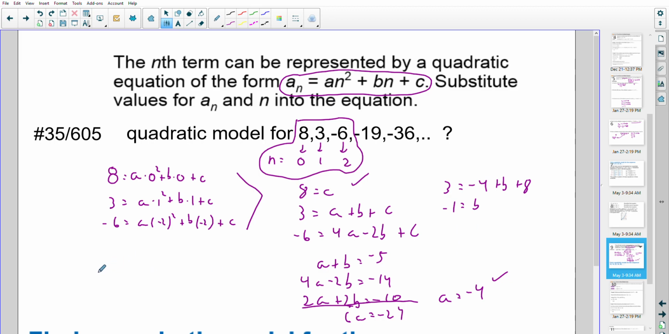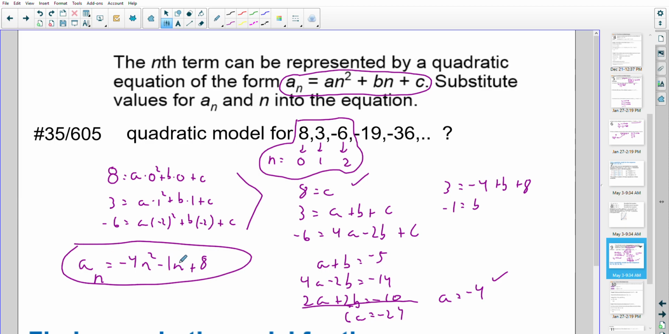Therefore, all in all, we know that the formula now, the quadratic model, is a sub n is equal to a, which is -4n squared, minus b, or plus -1n, and then the last one is plus c, which is equal to 8. And that means that when you plug 0 in, you're going to get 8. When you plug 1 in, you're going to get 3. When you plug 2 in, you're going to get -6. If you graph this, you could graph these points. And so that's a little bit on getting a quadratic equation, given a listing of numbers if you know it's quadratic, as well as using the arithmetic sequence formula.